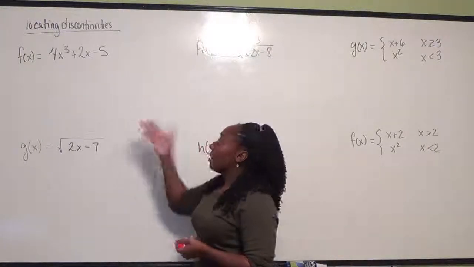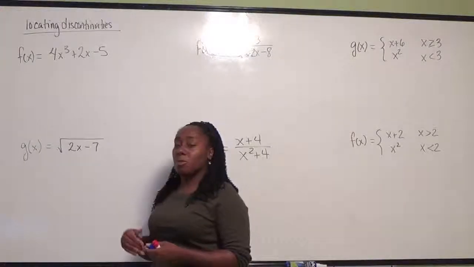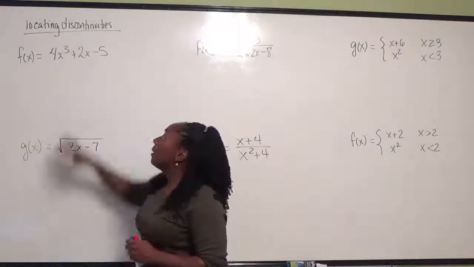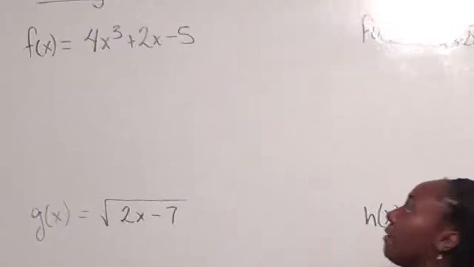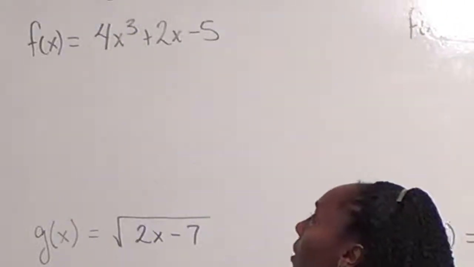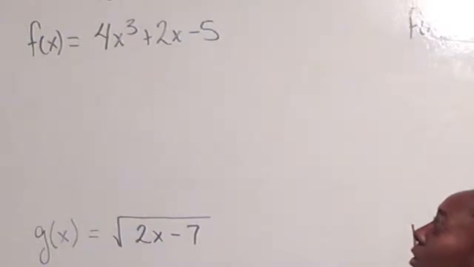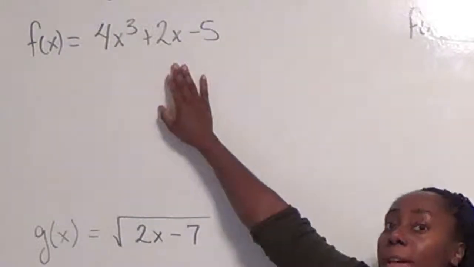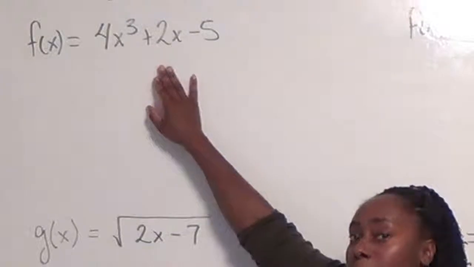Okay? So let's look at some different functions and determine their discontinuities, and also determine the intervals where the function is continuous. So in this first case, we're looking at a polynomial function. f of x equals 4x cubed plus 2x minus 5. If we look at this particular function, we can see, first off, it's a polynomial, so I can put any value I want in for x, and I'm always going to get a real number out. So the function is always defined.